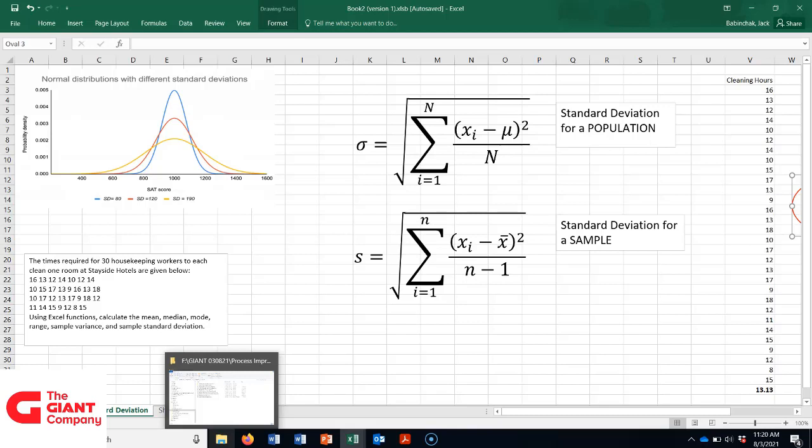So in this video lecture, we're going to talk about standard deviations. There are two calculations for standard deviation. One is for a population, and the other one is for a sample. We had the video lecture already on the difference between a population and a sample. And most of the time, we're going to be pulling a sample from something.